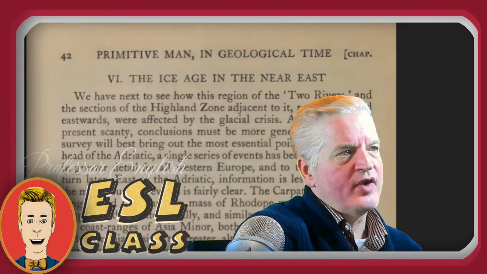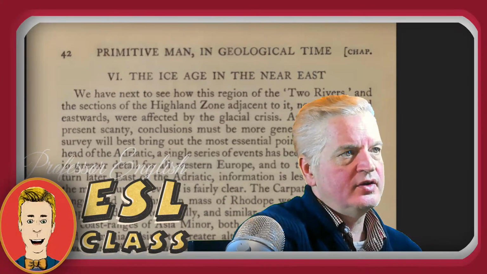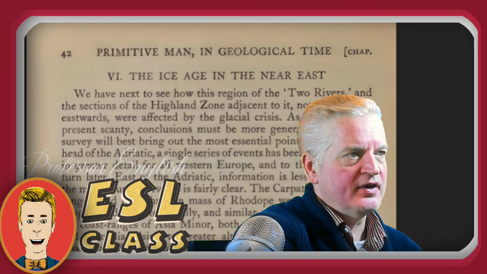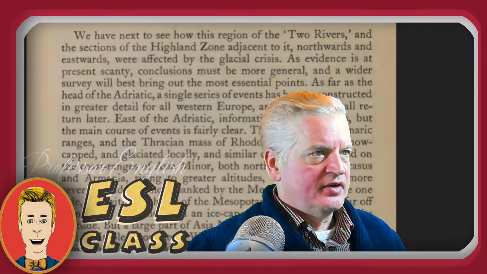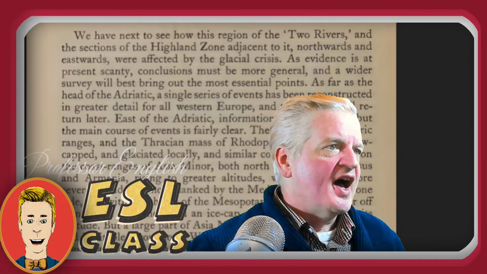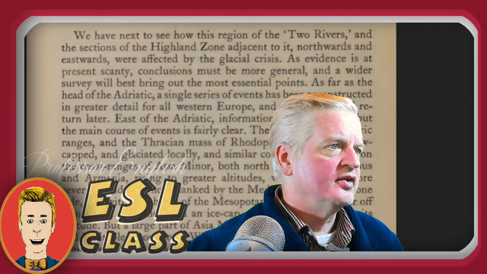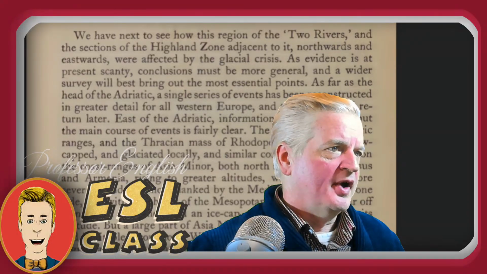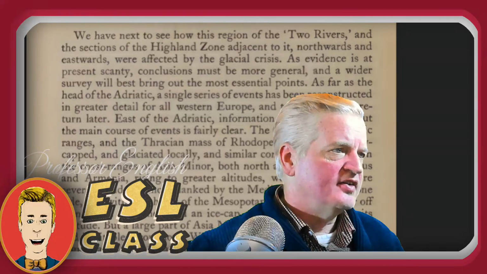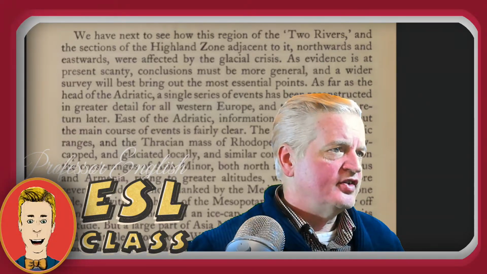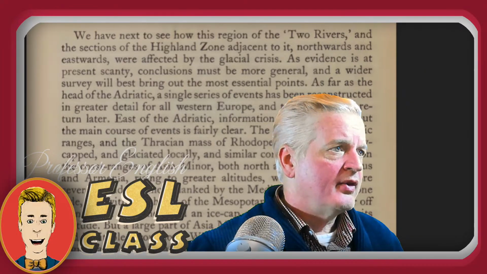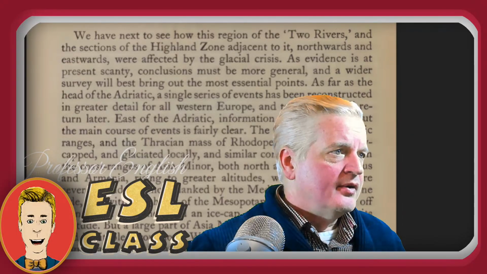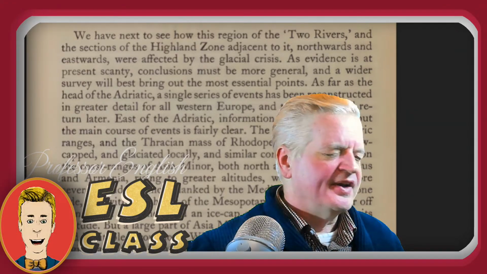All right, so now we move on to part 6, which is the Ice Age in the Near East. We have next to see how this region of the two rivers and the sections of the highland zone adjacent to it, northwards and eastwards, were affected by the glacial crisis. As evidence is at present scanty, conclusions must be more general, and a wider survey will best bring out the most essential points. All right. That's not too confusing, but I have to read it again.